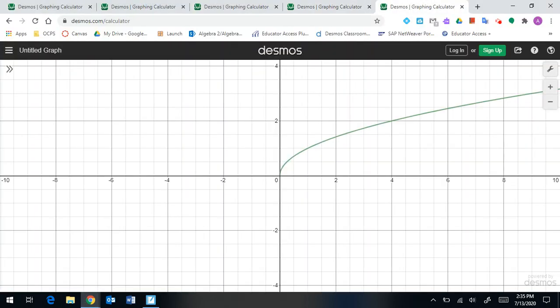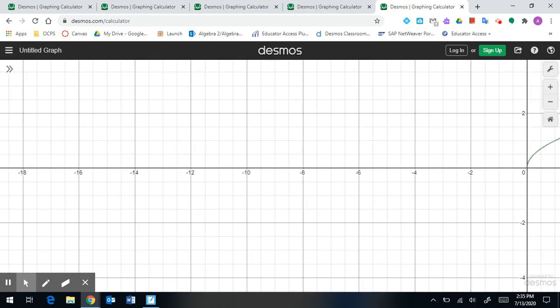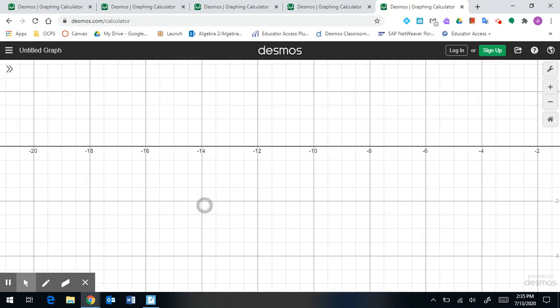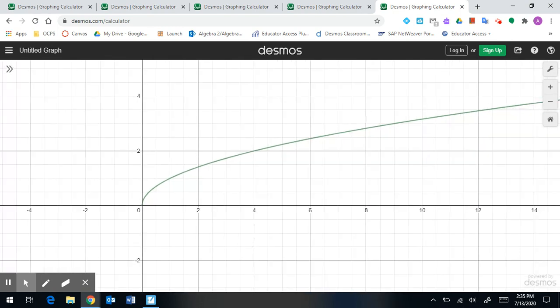The last one I'm going to talk about is the square root function. Notice the square root function isn't existing over here on the left. This is going to be the only one that I talk about where the domain is not all real numbers.